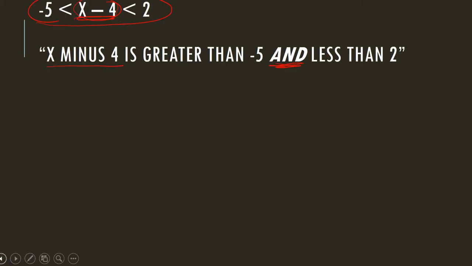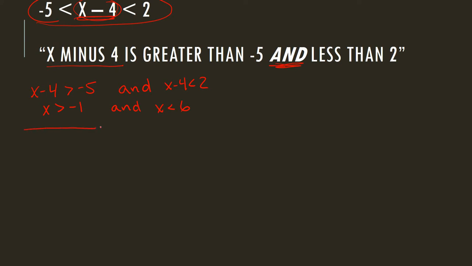There are two ways to go about solving this. We can write this as a two-part statement. We can say x minus 4 is greater than -5 and x minus 4 is less than 2. Solving this, we get x is greater than -1 and x is less than 6.